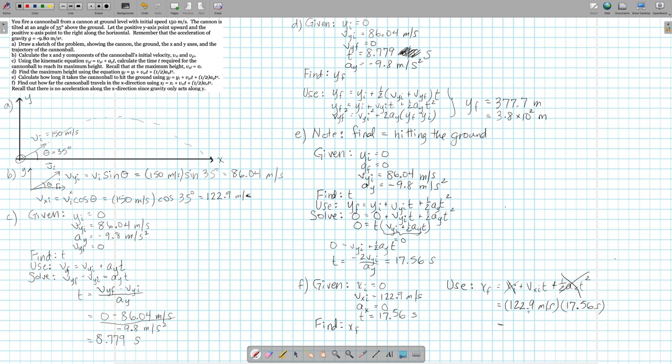And the cannonball travels 2,158 meters. And let's do it with two significant figures. 2,200 meters, or more clearly written, 2.2 times 10 to the third meters. So the cannonball travels a little over 2 kilometers. All right, and that's problem 1 from the worksheet. I'll do problem 2 in a different video.